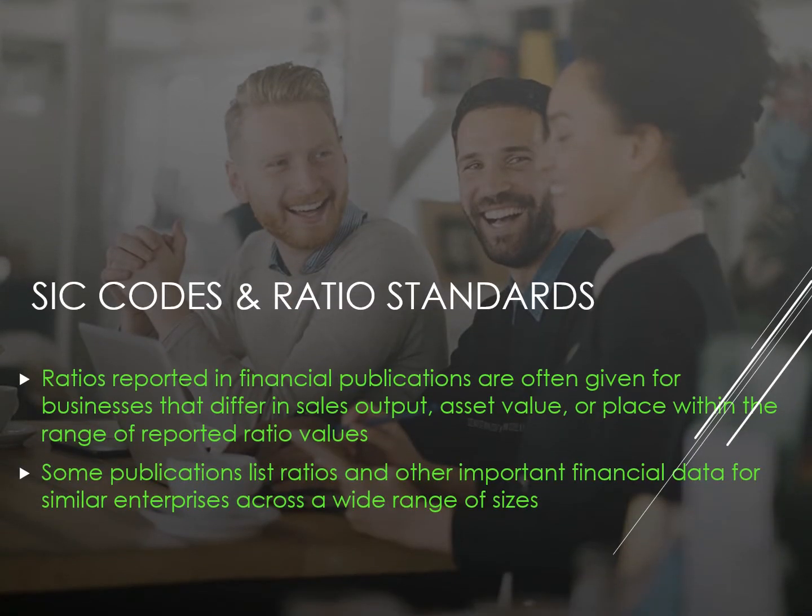So in consideration of SIC codes and ratio standards, ratios reported in financial publications are often given for businesses that differ in sales, output, asset value, or place within the range of reported ratio values. Some publications list ratios and other important financial data for similar enterprises across a wide range of sizes and businesses.